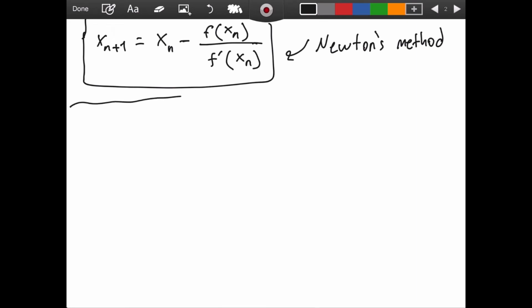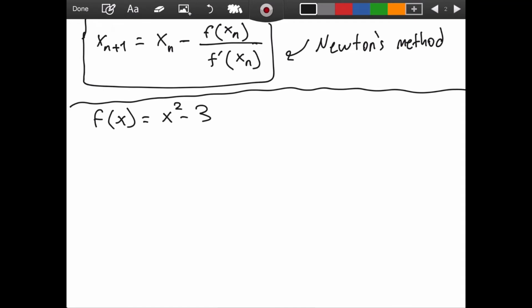So for the example, let's say that we have a function f of x, which is equal to x squared minus 3. Now, using this function, we can find the value of square root of 3, right? We can approximate the square root of 3, and we never can find the exact value for it because it is an irrational number. But we can get closer to it. We can get a very, very accurate result. So how can we actually find an approximation for the square root of 3?